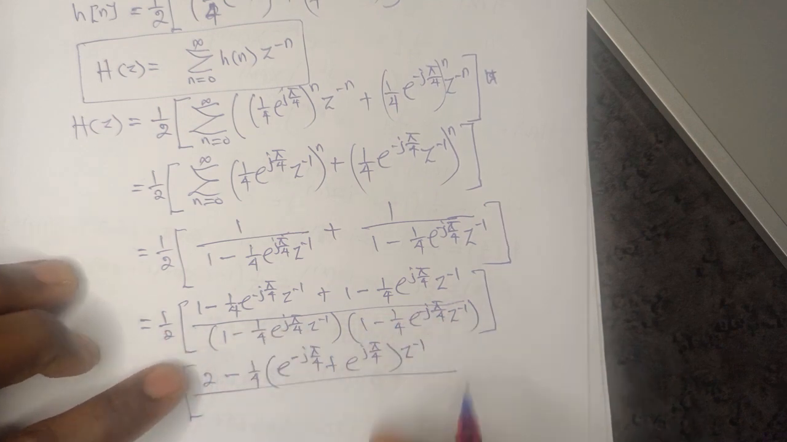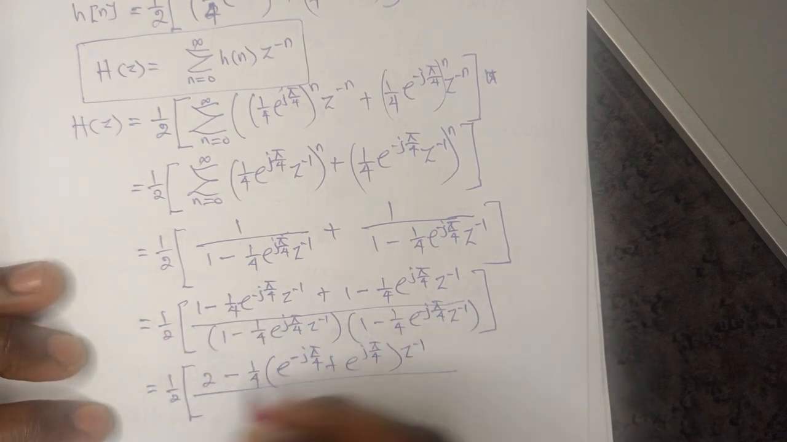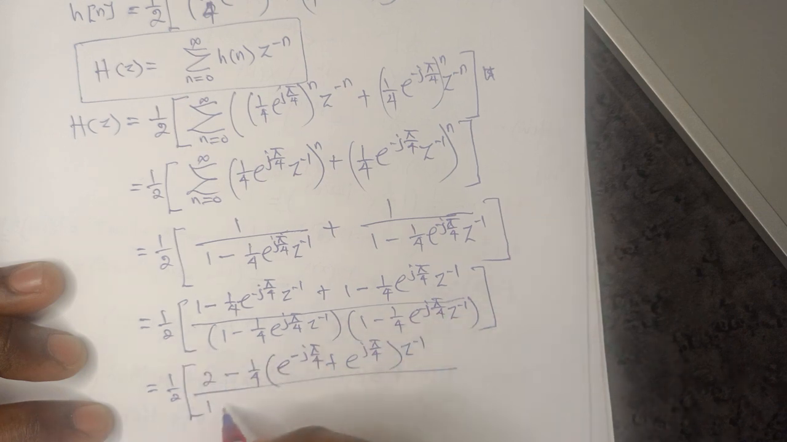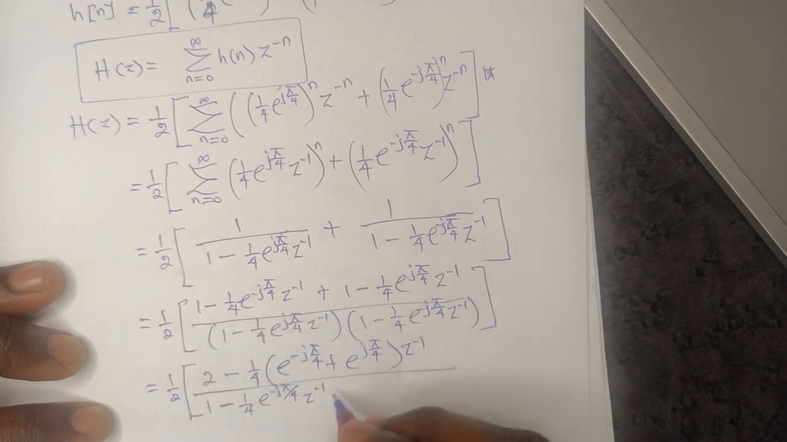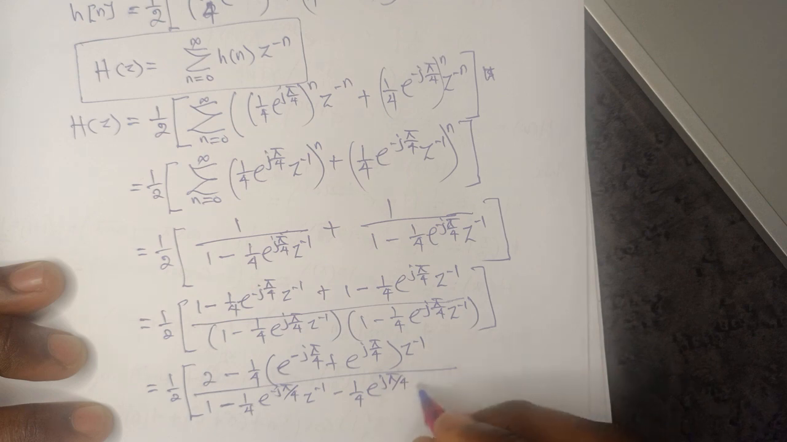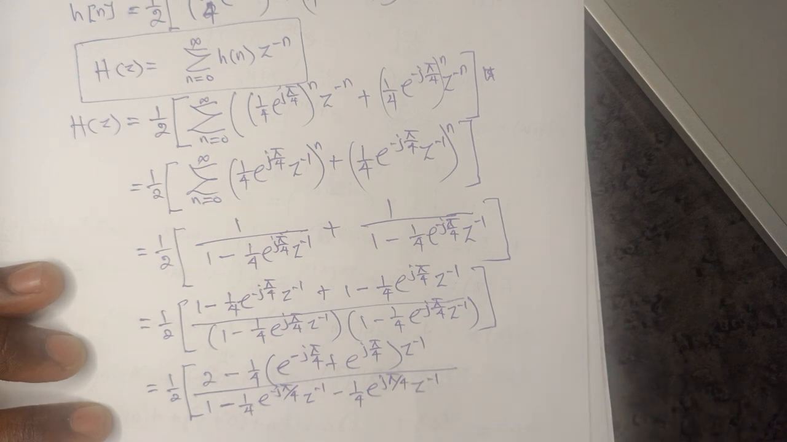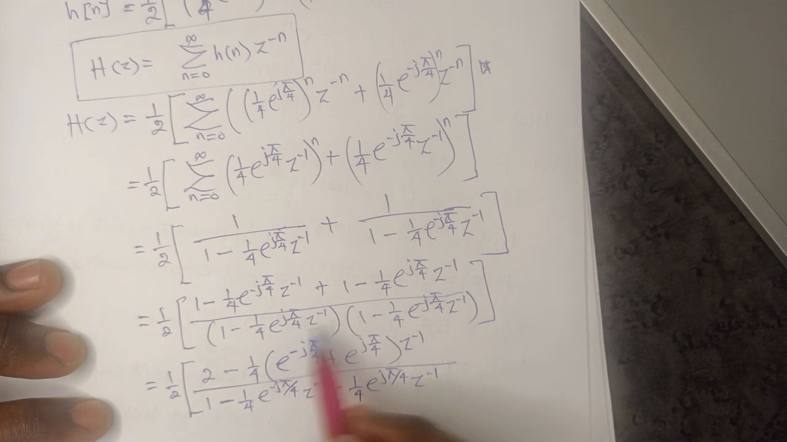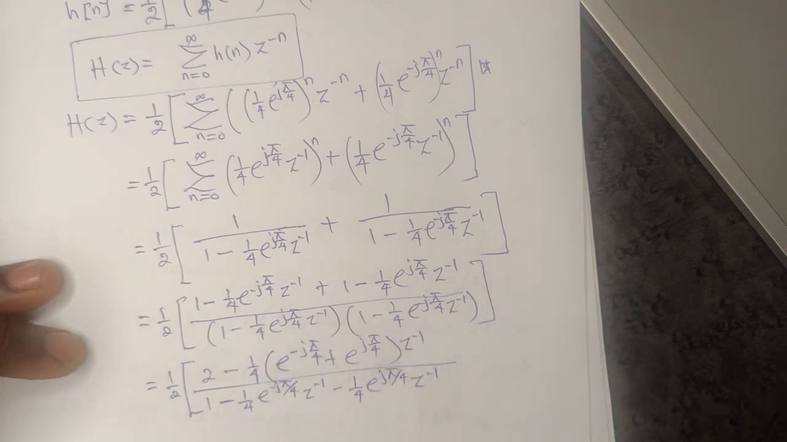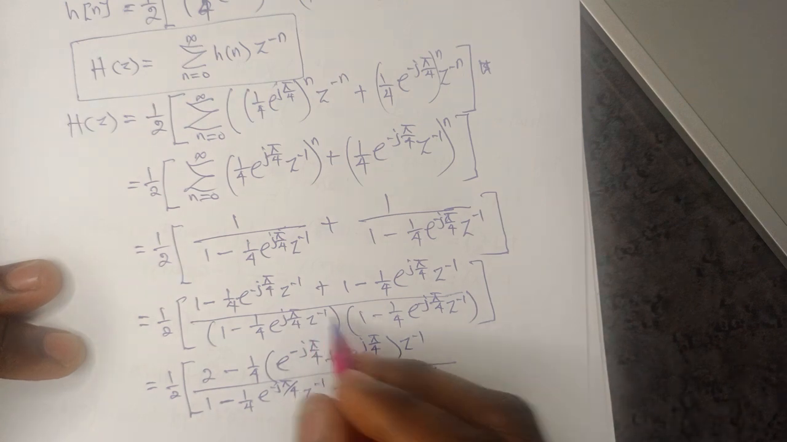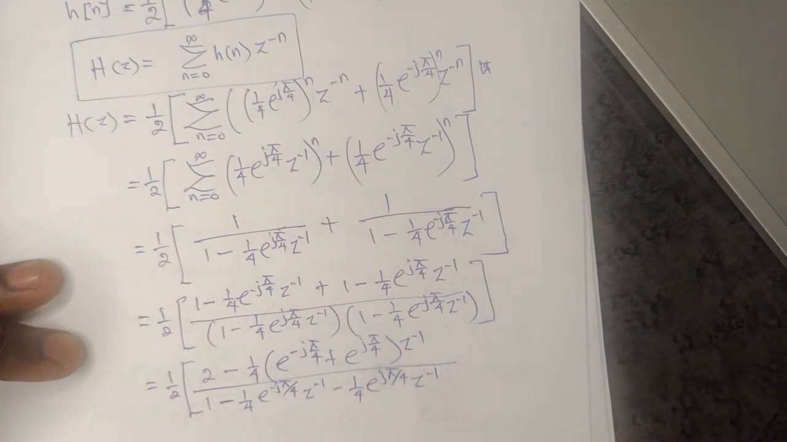If we expand this, the denominator is going to be 1 times 1, then this term is going to be 1 over 4 e raised to the power minus j pi all over 4 z raised to the power minus 1. This times 1 is going to be minus 1 over 4 e raised to the power j pi all over 4 z raised to the power minus 1, right? Then this times this, 1 over 4 times 1 over 4, that would be 1 over 4 squared, of course, 1 over 16. z raised to the power minus 1 and z raised to the power minus 1, that would be z raised to the power minus 2.